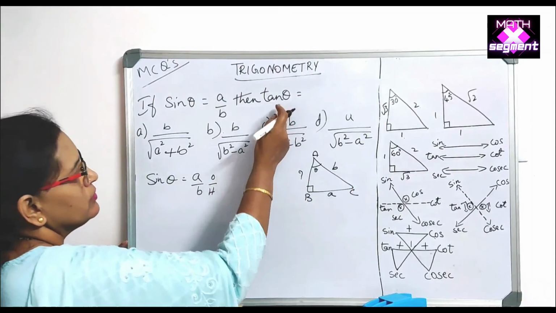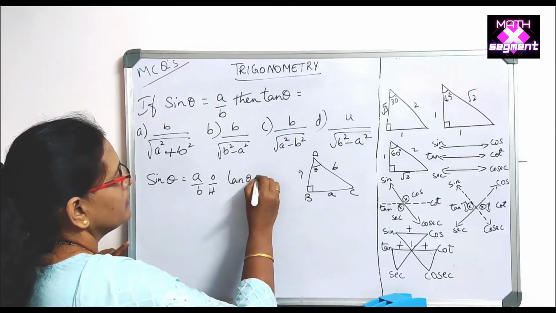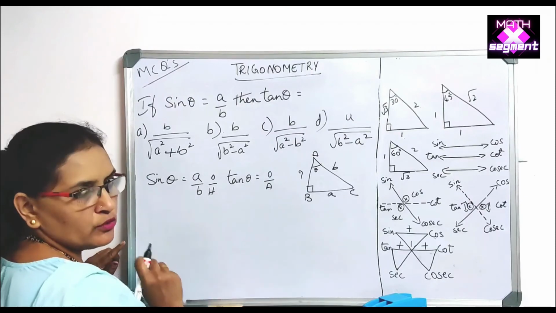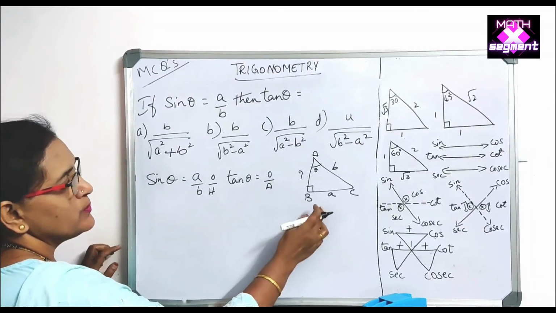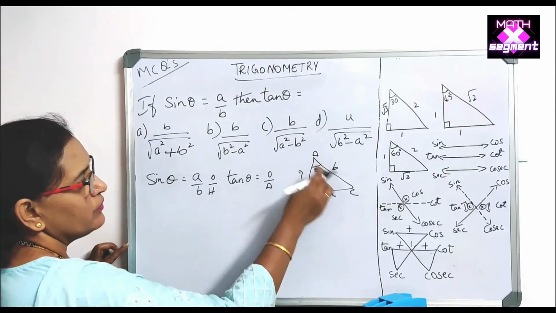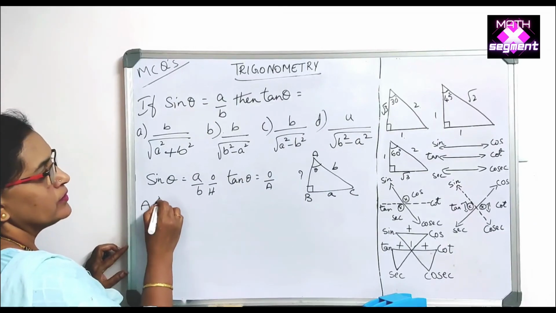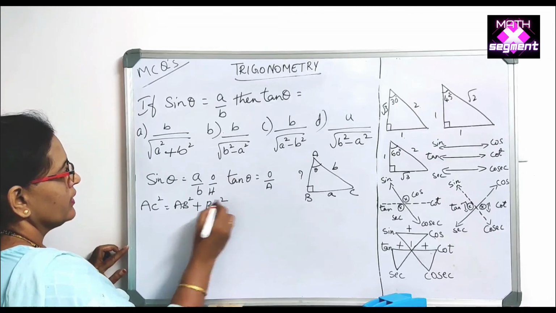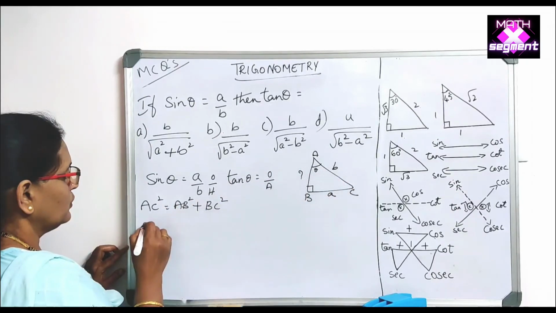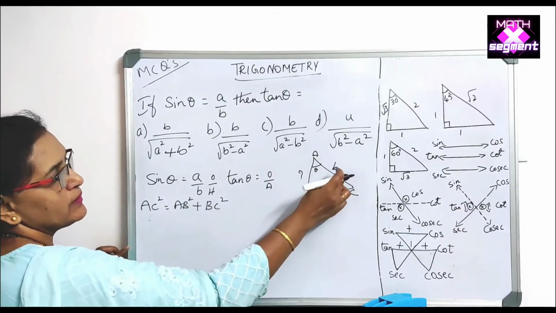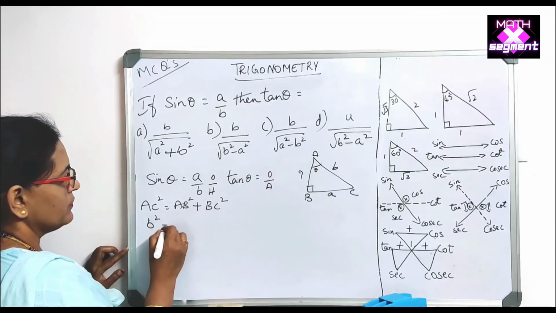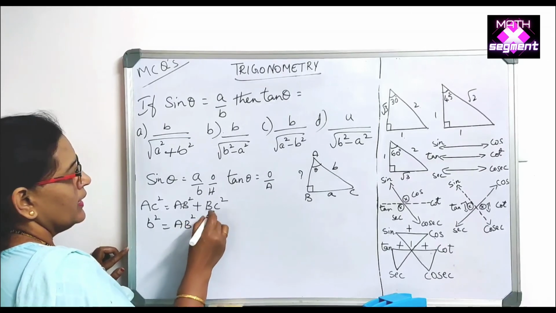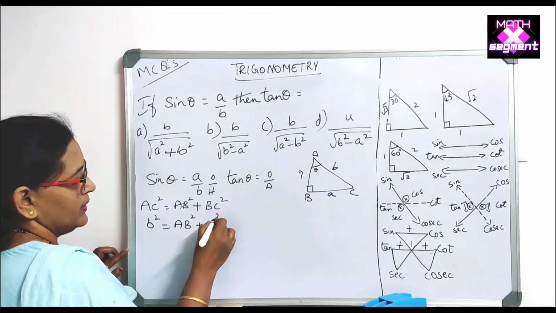So that means since tan theta, we know what it is. Tan theta is nothing but opposite by adjacent. We know opposite and we have to find out adjacent. So for this we can use Pythagoras theorem where we will write AC square is equal to AB square plus BC square. So AC square is given as B, so that is B square, and AB square we don't know, and BC square is A square.